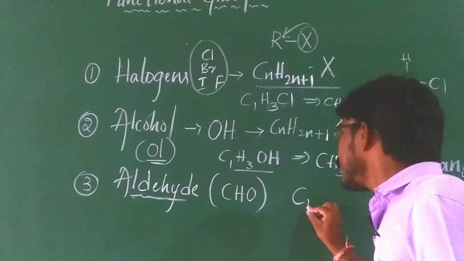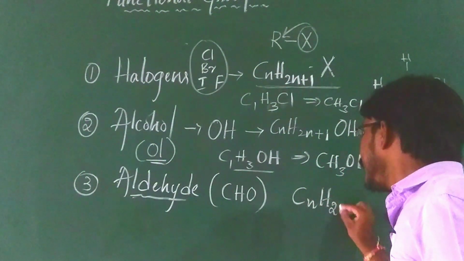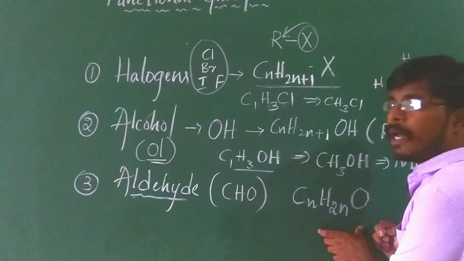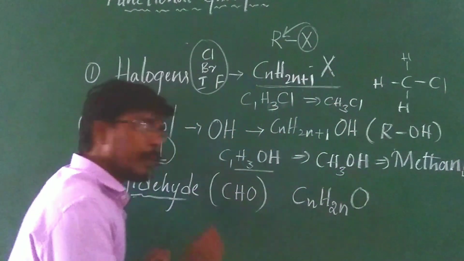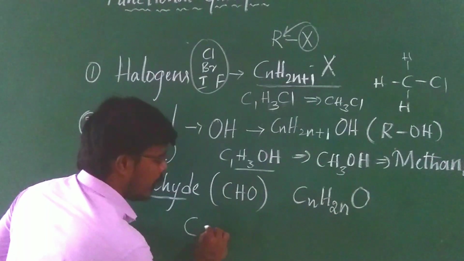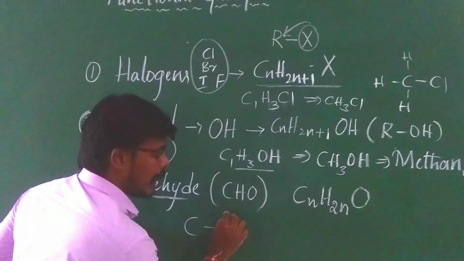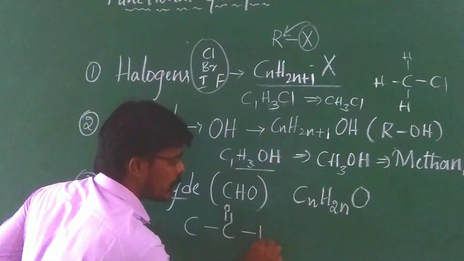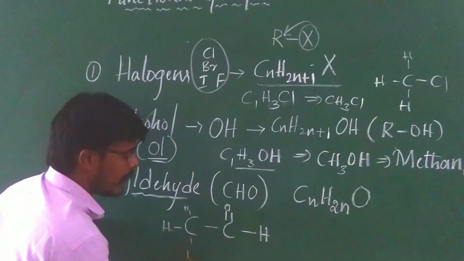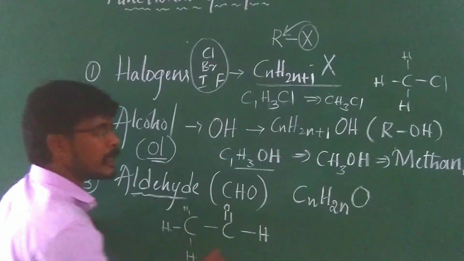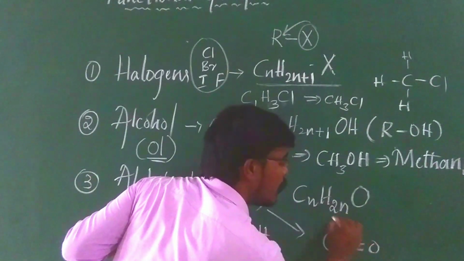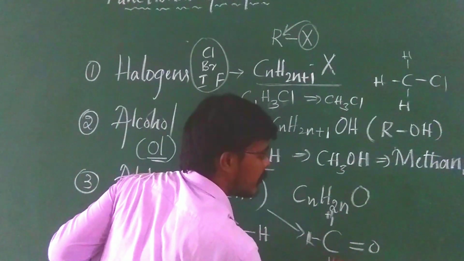Generally, the general formula we can use is CnH2nO. CnH2nO is the general formula. For example, you can give an example. See, a carbon with another carbon attached here and a double bond to O, H. Here hydrogen, here hydrogen, here hydrogen. So this is the representation. How you will represent this one means carbon with a double bond O, H. So here also H, here also H.